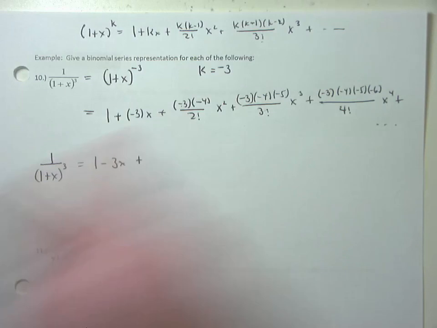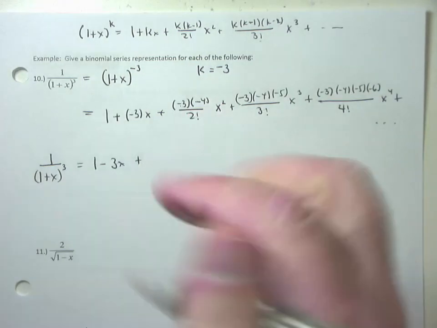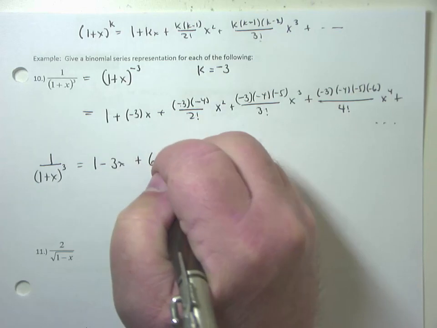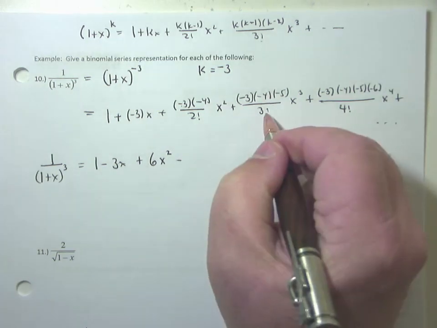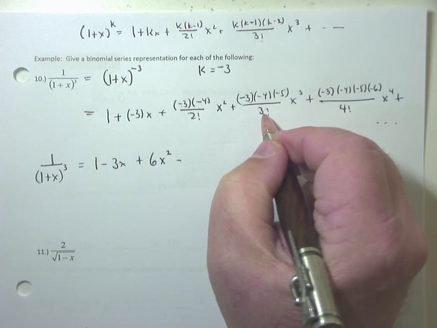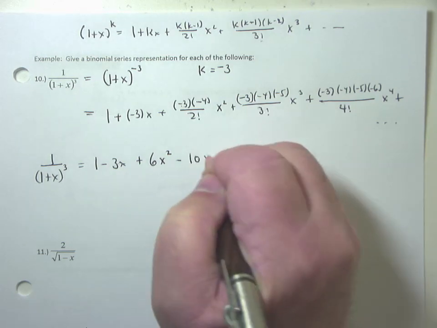What do we got here? We've got 12, I can do this in my head. 12 divided by 2 factorial is 2. 12 divided by 2 is 6. That gives me 6x squared. Okay. Next one's going to be negative 3 times negative 4 times negative 5. That's back to being negative. That's 60 divided by 3 factorial, which is 6. 60 divided by 6 is 10. That'll be minus 10x cubed.